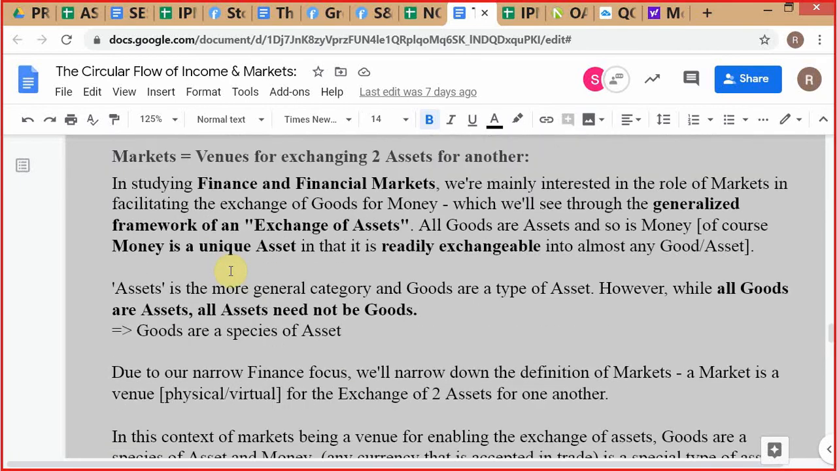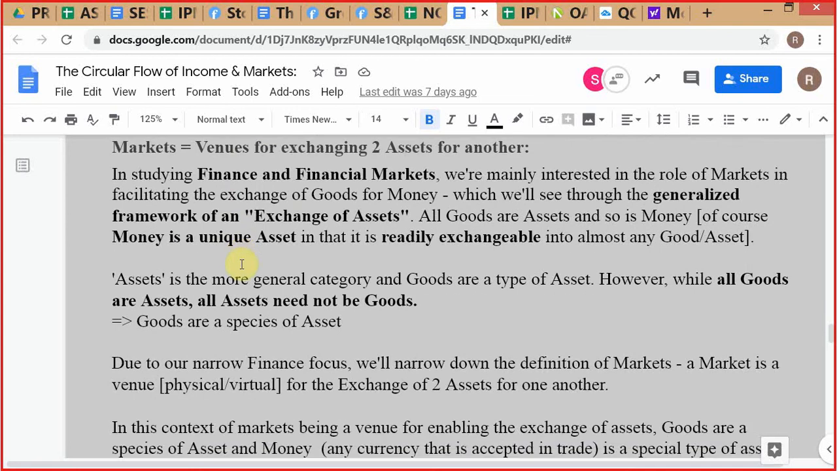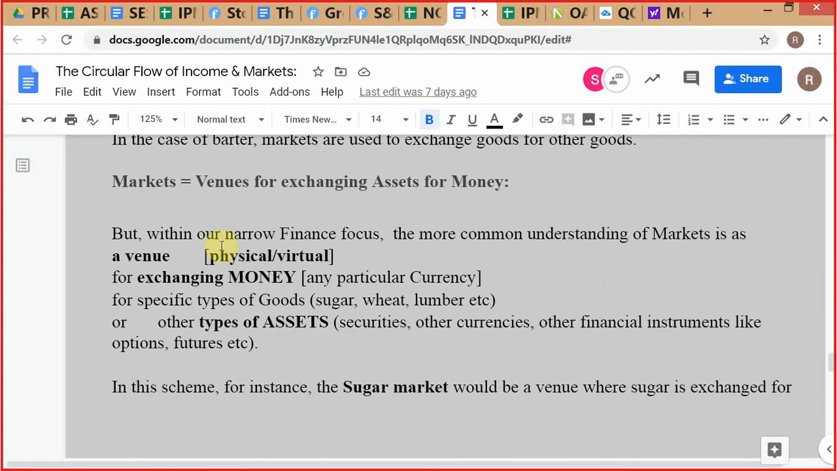The second definition is: a market is a venue for exchanging two assets for one another. It's a very technical definition. A venue for exchanging assets. And then we further refine this into the third definition, which is the working definition: a market is a venue, physical or virtual, for exchanging money for some type of asset.